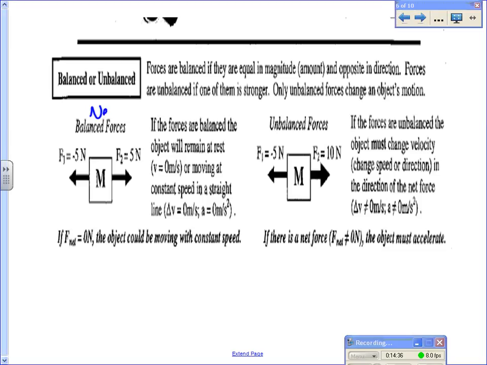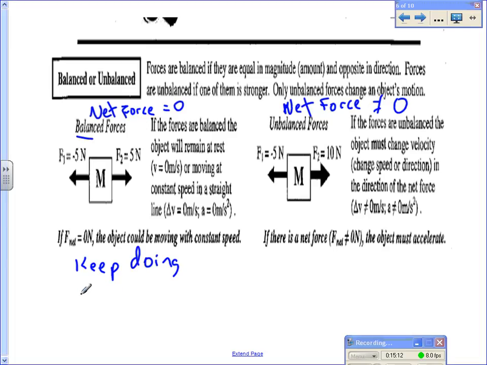Balanced forces mean your net forces equal 0. Unbalanced force means net force is not 0. Remember Newton's first law, an object at rest will remain at rest. An object in motion will remain in motion unless acted on by an outside unbalanced force. So if your forces are balanced, it will keep doing what it's already doing. That means there is no change to speed and no change to direction. It has to be moving at the same speed in a straight line.